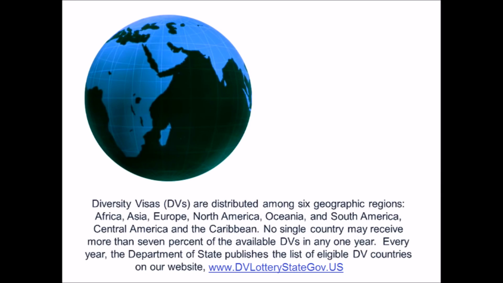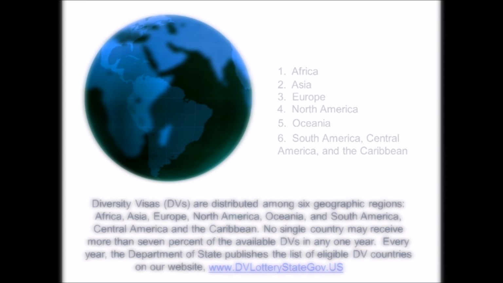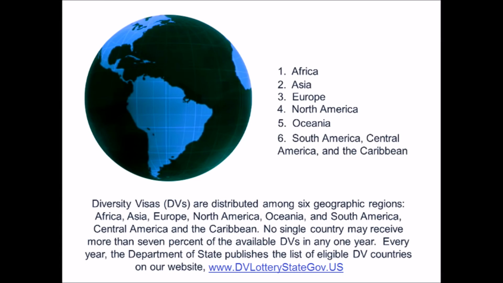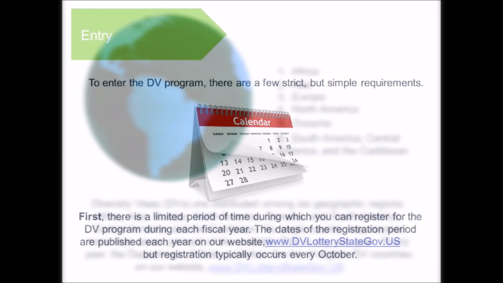Diversity visas, or DVs, are distributed among 6 geographic regions: Africa, Asia, Europe, North America, Oceania, and South America, Central America, and the Caribbean. No single country may receive more than 7% of the available DVs in any one year. Every year, the Department of State publishes the list of eligible DV countries on our website.